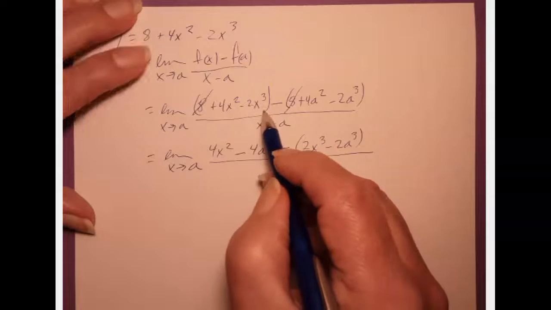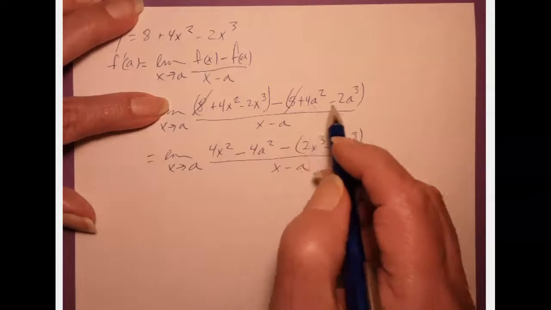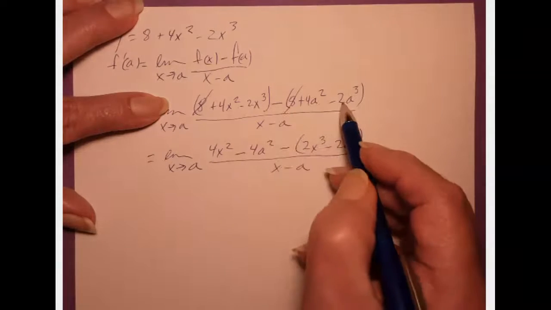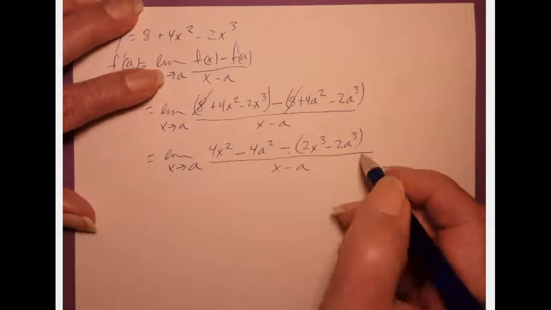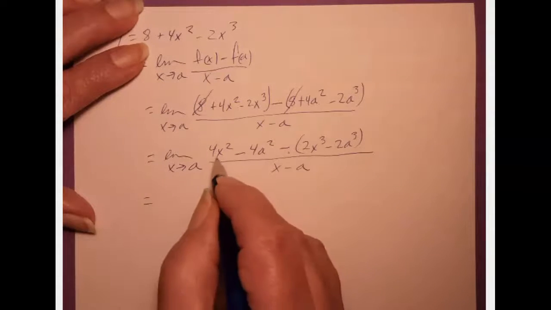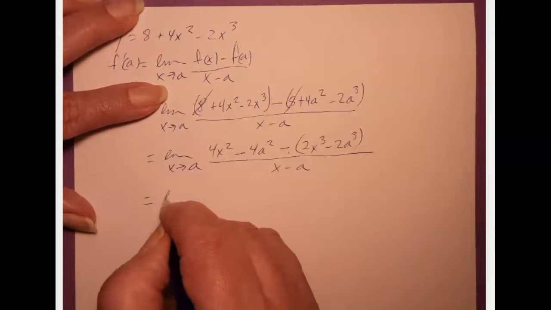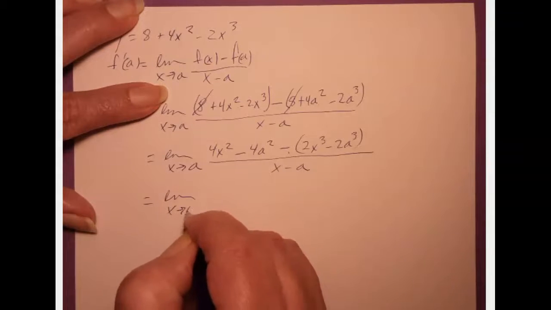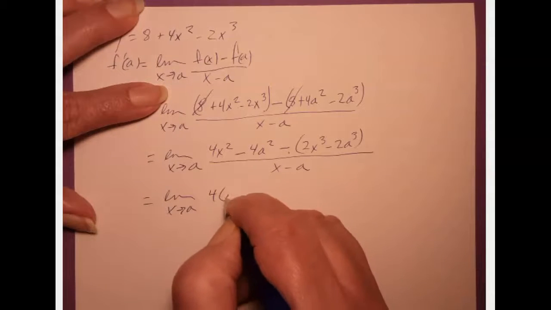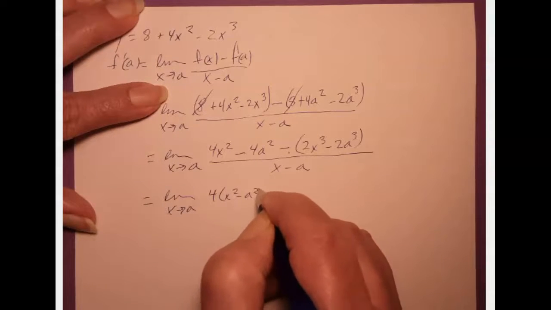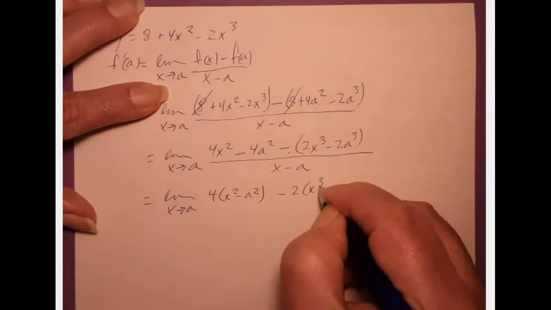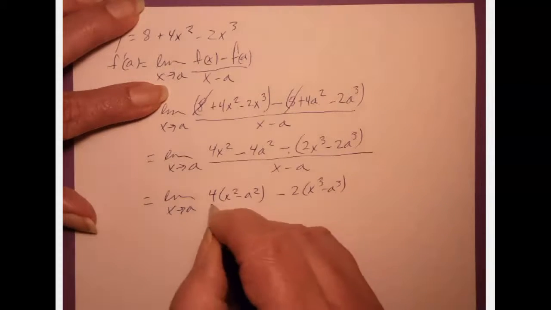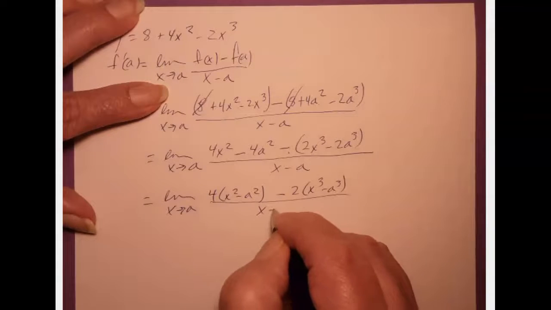If I get rid of the parentheses, everything drops. This becomes a minus, that becomes a plus, and then I factor out the negative to keep the order the same. Now I want to factor both of these. So the limit as x goes to a, 4 times x squared minus a squared minus, I'm going to factor out the 2 here, 2 times x cubed minus a cubed. And these are both factor formulas that we're supposed to know.